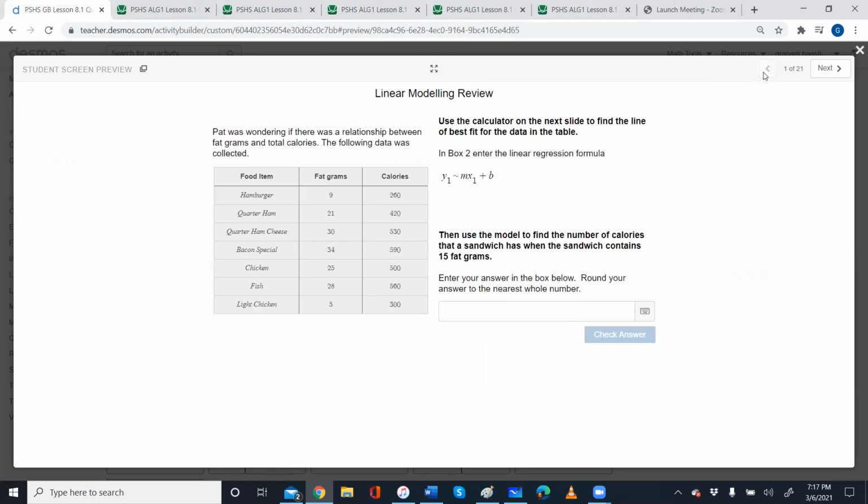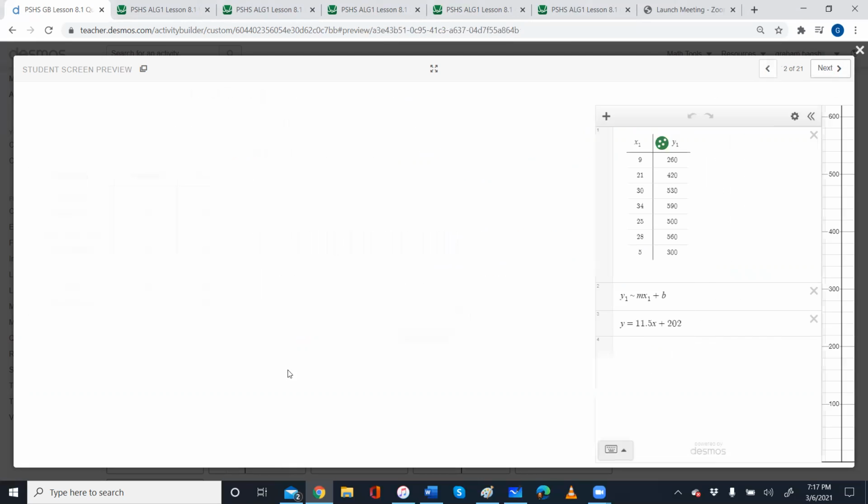Now, specifically for the warm-up question, it asks, use the model to find the number of calories that a sandwich has when a sandwich contains 15 grams of fat. So we're looking at the x values. This is x and this is y. So in other words, for this question, x equals 15.